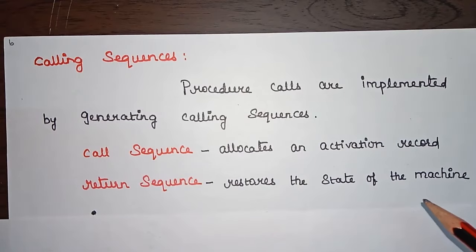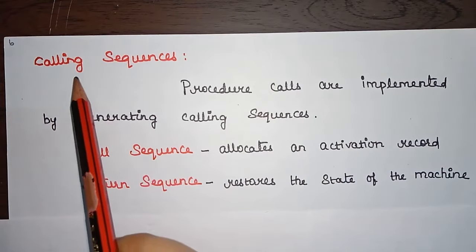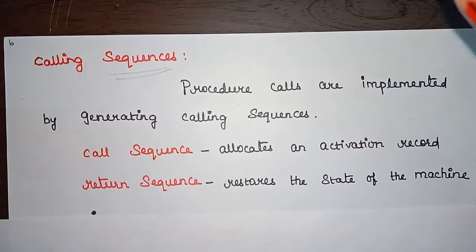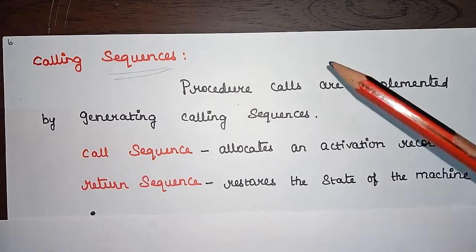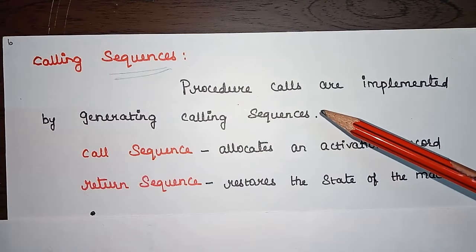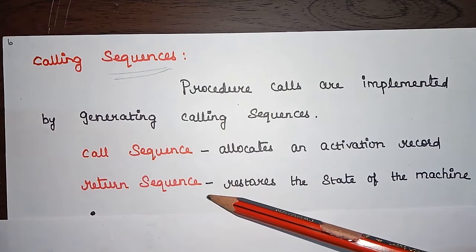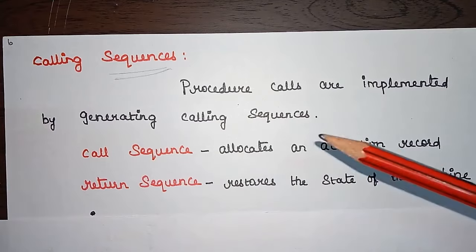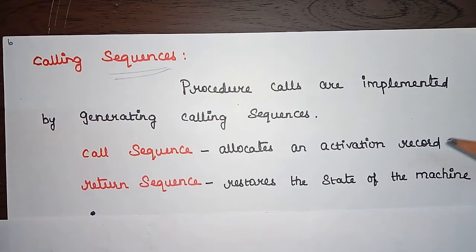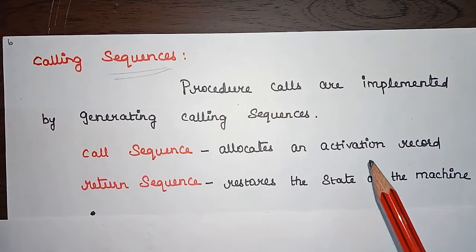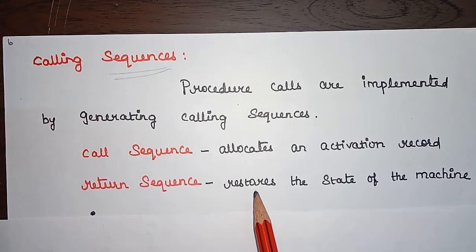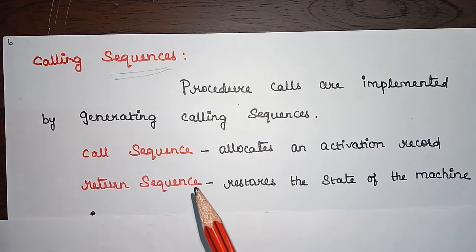So we know the procedure calls, and here the procedure calls are implemented by generating calling sequences. So we are generating the calling sequences to implement this procedure call in the target code. So here we have two concepts. One is call sequence and the next one is return sequence. So this call sequence is used to allocate the activation record and enter the information into the activation record. And coming to return sequence, this return sequence actually restores the state of the machine so that the calling procedure can continue its execution.